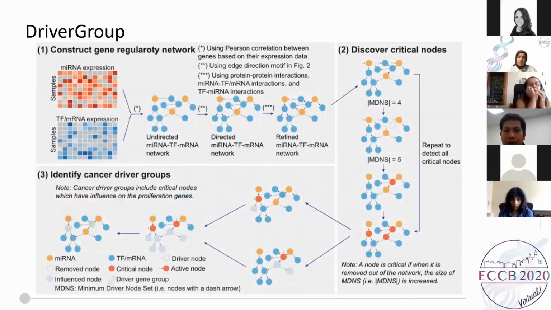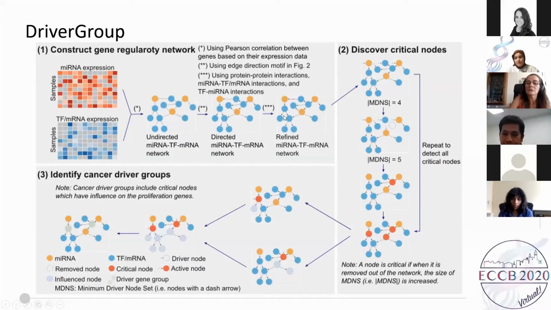This is the overview of the proposed method, DriverGroup. I will discuss the details of the method in the next slides, but in general, there are three stages in the proposed method. The first one is constructing a gene regulatory network based on the gene expression data of cancer patients. The second step is discovering critical nodes in the gene regulatory network built in the first step. And when we have the critical nodes, we identify the cancer driver groups based on the critical nodes discovered in the second step.